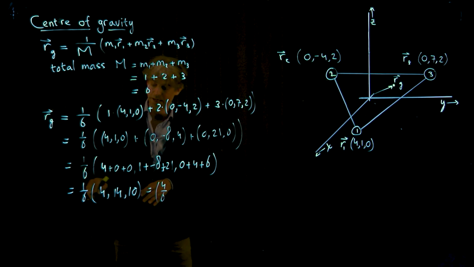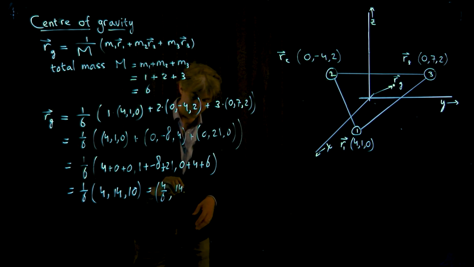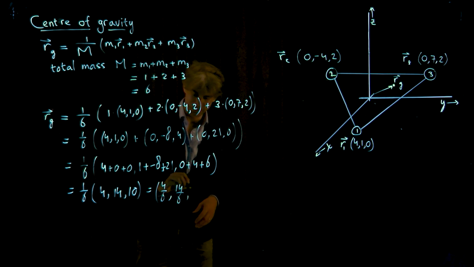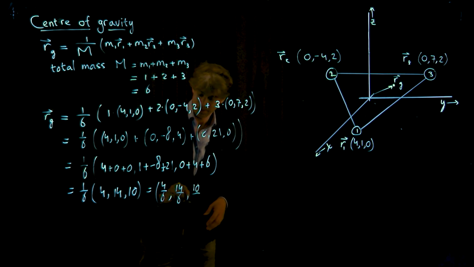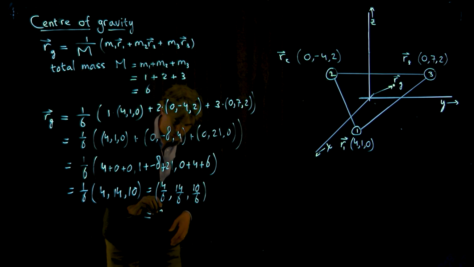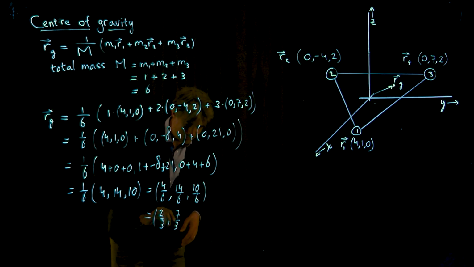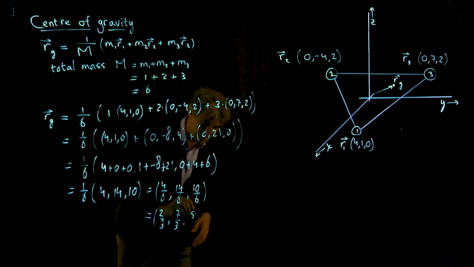I just multiply the first number by the scalar, then the second number by the scalar, and then the third number by the scalar. That will be 14 over 6 and 10 over 6. I could simplify those fractions a little bit. So it's 2 over 3, it's 7 over 3, and it's 5 over 3.